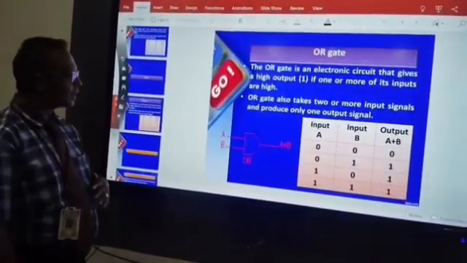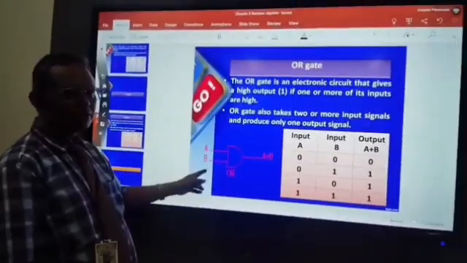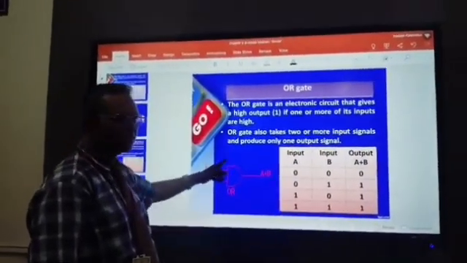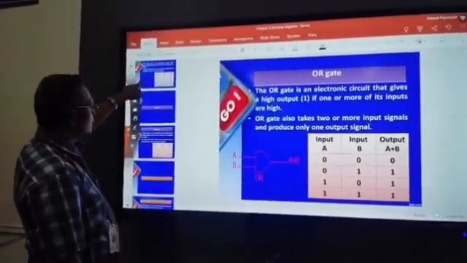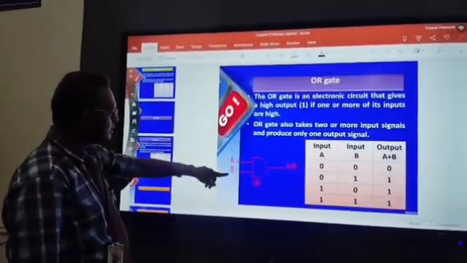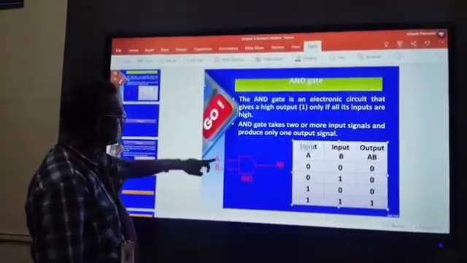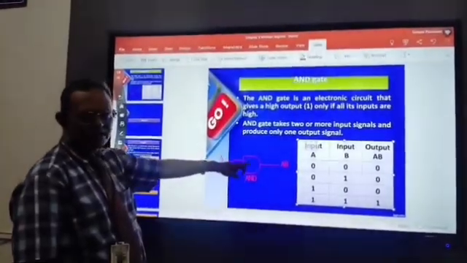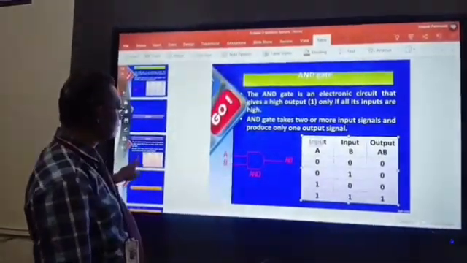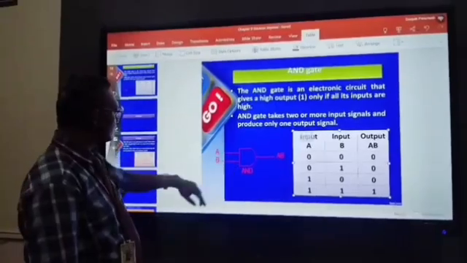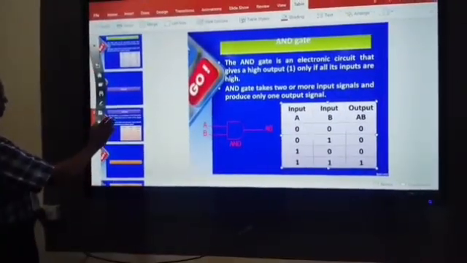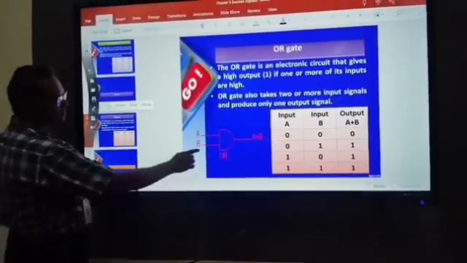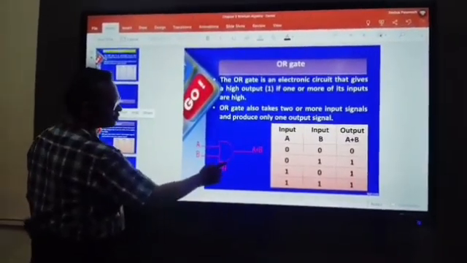Now come to the OR gate. This is the symbolic representation of the OR gate. Look at the way it has been drawn. This is very important. Look at the shape given here. This curved shape is very important to make a difference between the AND gate and the OR gate. Here the shape is like this for the AND gate, and this is the symbolic representation of the OR gate. You should know how it should be drawn.